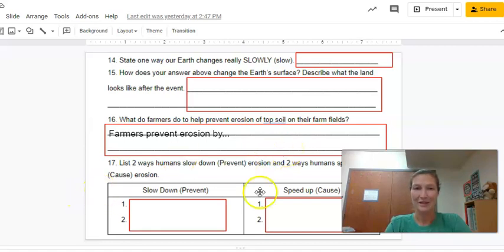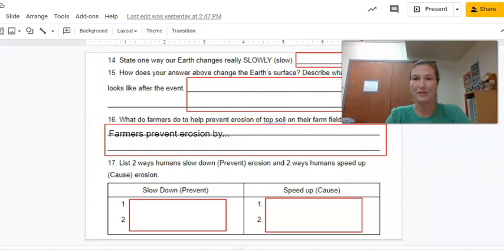Number 17. List 2 ways that humans slow down or prevent erosion from happening, and then list 2 ways that humans speed up or cause erosion to happen. So slow down is on this side, speed up is on this side.